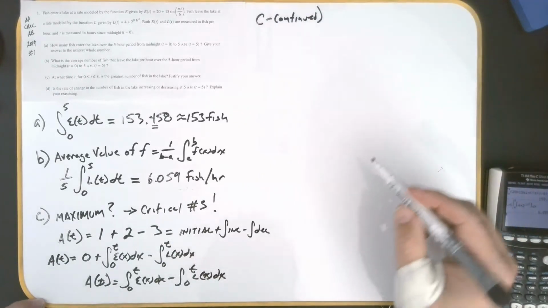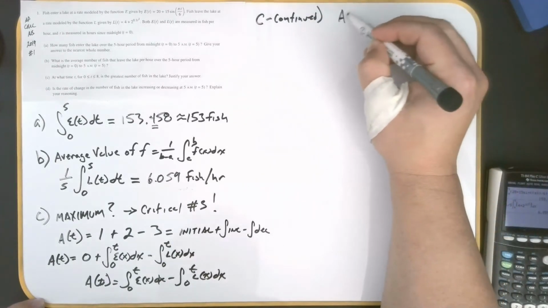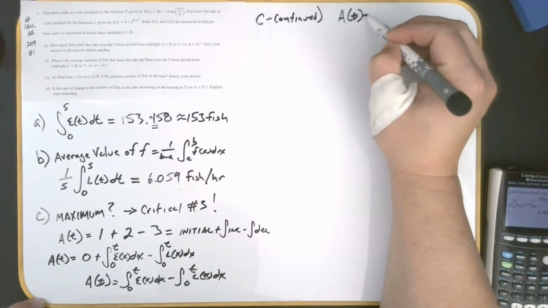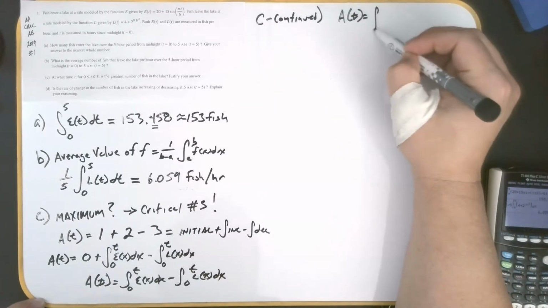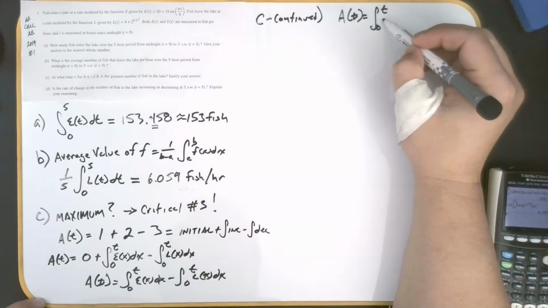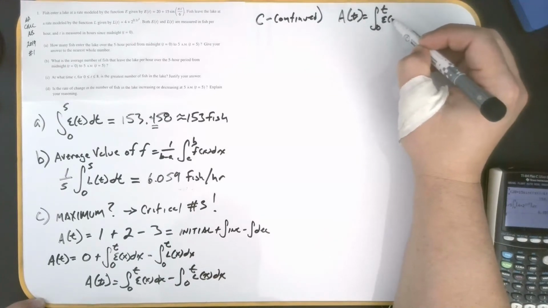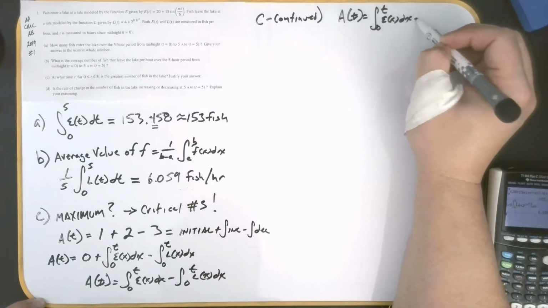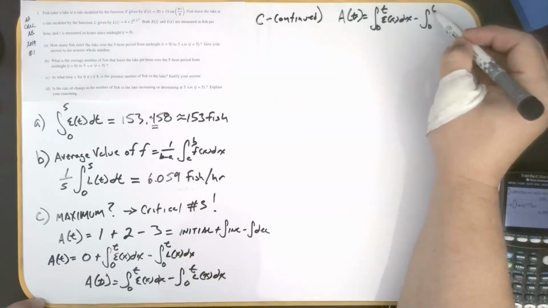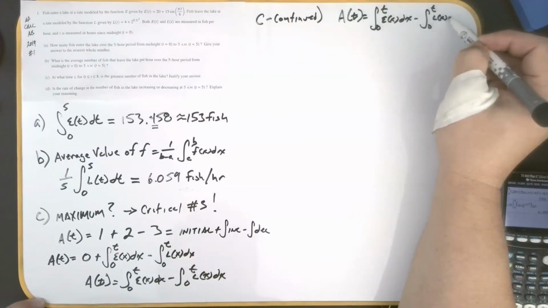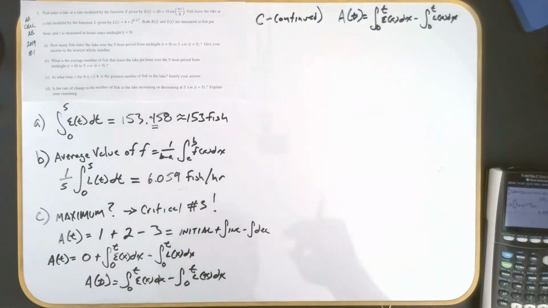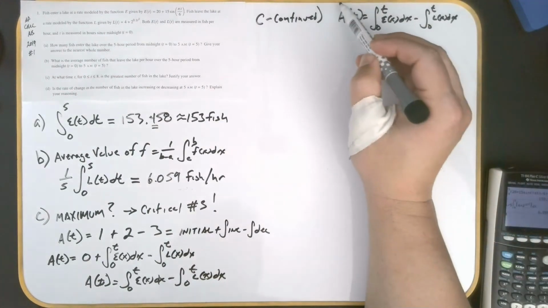Okay. And let's go back and recopy this. So A of t was equal to the integral from 0 to t of E of x dx minus the integral from 0 to t of L of x dx. Okay, so there is our function. Well, we need to take the derivative of that.